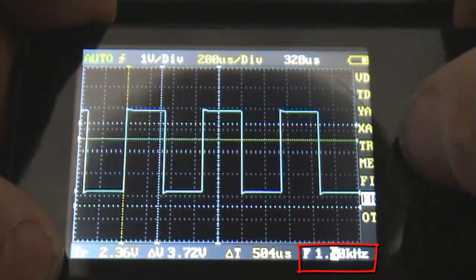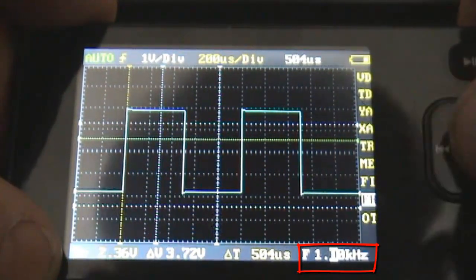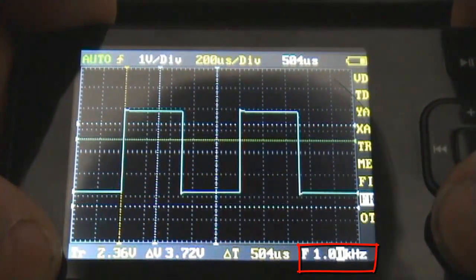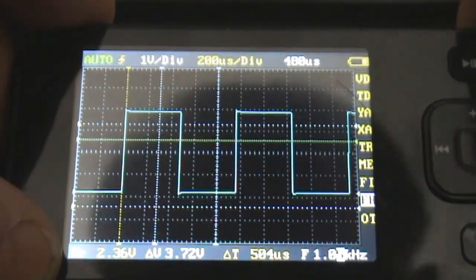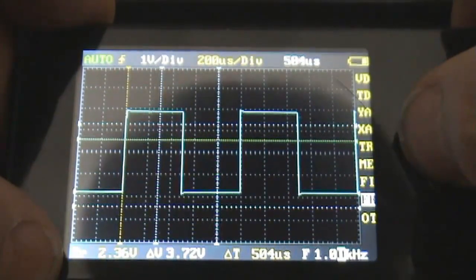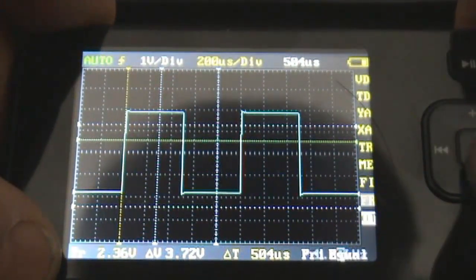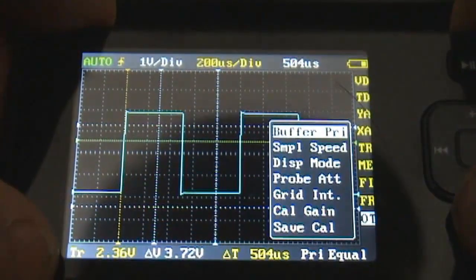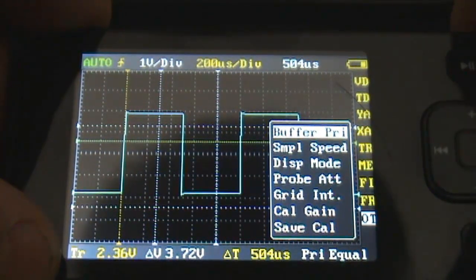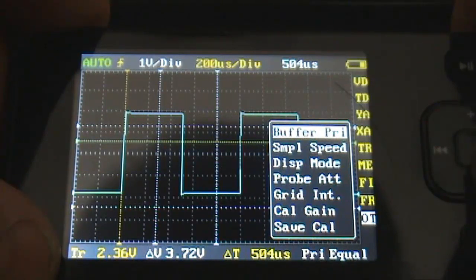So now we're going up in decimal 10, and if we hold it again, it goes to the next level of decimals. And this last one, I don't understand at all, but it's to do with sampling speed, display modes, etc.